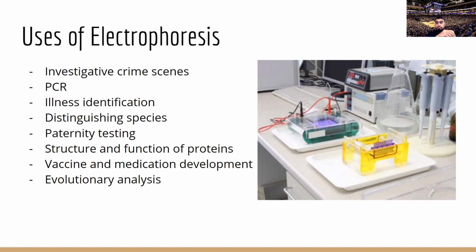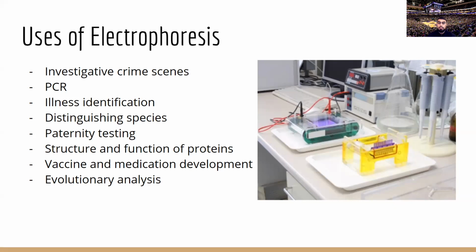Nucleic acids are able to be visualized with fluorescent staining, and extraction of bands for purification becomes more efficient. Some examples of uses of electrophoresis include separation of DNA fragments for DNA fingerprinting, which is useful in investigative crime scenes, analysis of results of polymerase chain reaction, which we know as PCR.